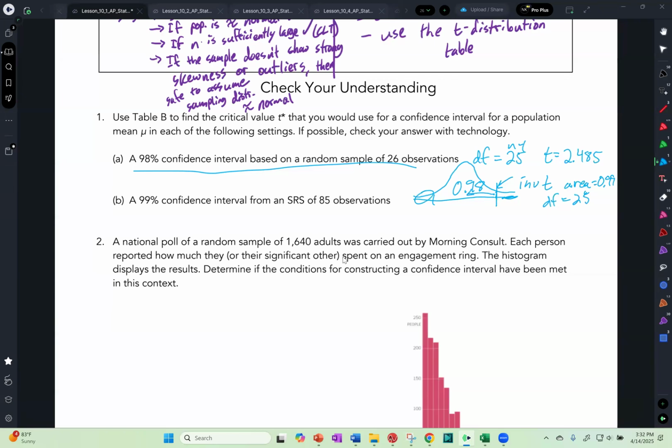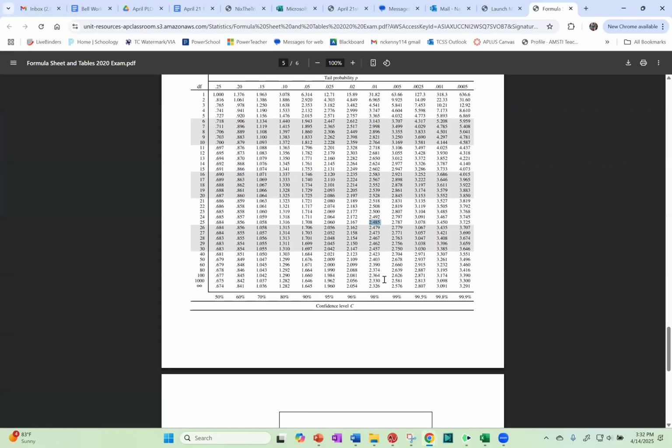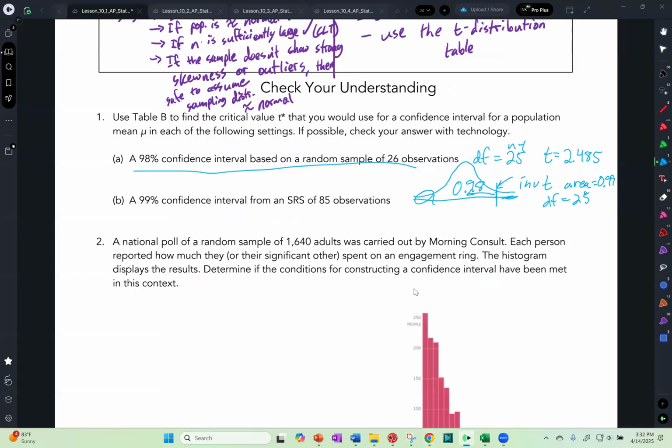So now b, a 99% confidence interval for a simple random sample of 85 observations. So what's the confidence level? 99%, 85. So here's the issue with using a formula or the table here: one, it's easy to get lost, but two, they don't have exactly 85. So you have to round down to make sure you widen that interval out enough to have the right capture rate. So t equals, I think it was 2.639.